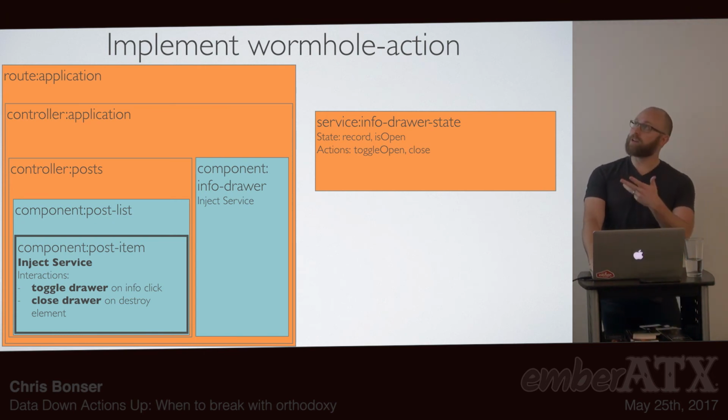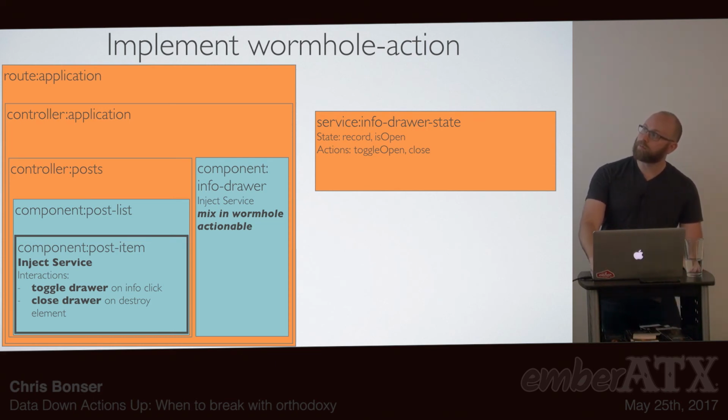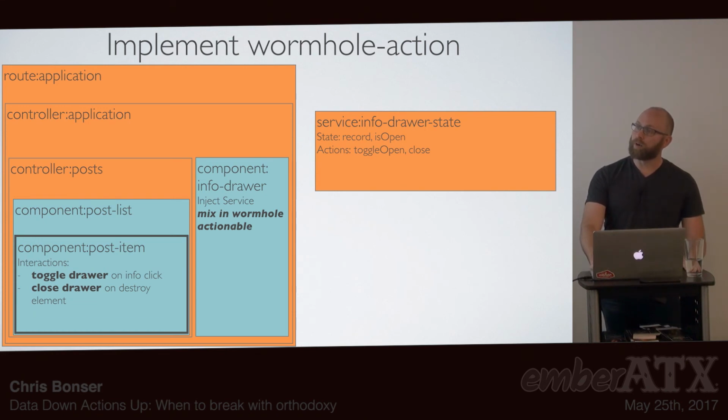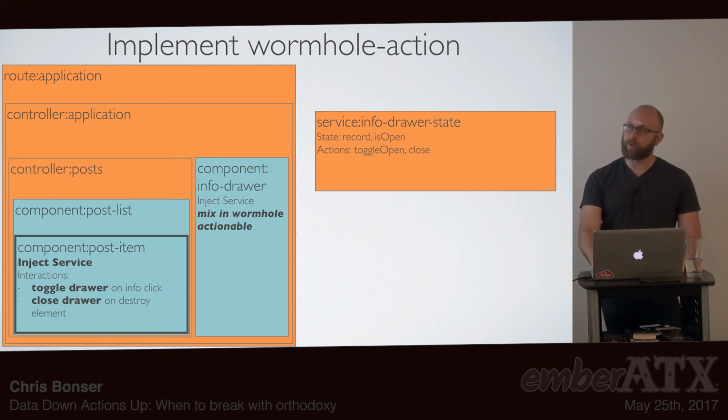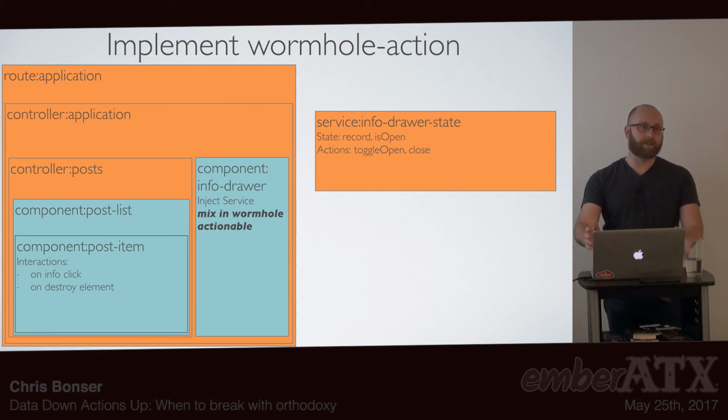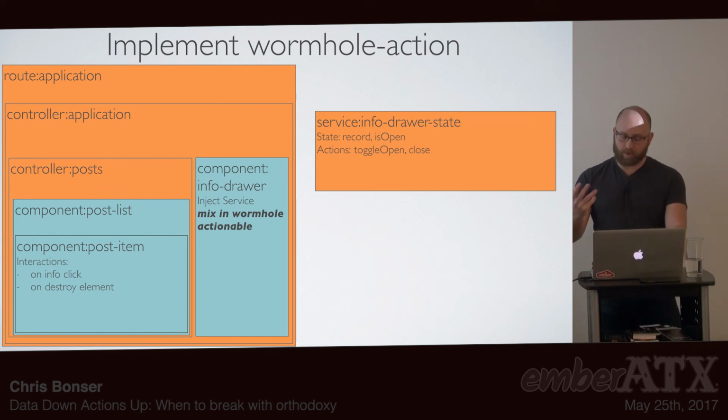Let's implement it in pictures. We would mix in wormhole actionable into our drawer, info drawer, which means we now get to remove our injected service from the post item. We get to make our interactions dumb. And now that item is truly reusable in our app, right? I like the way that feels. So that's the way it looks in pictures.